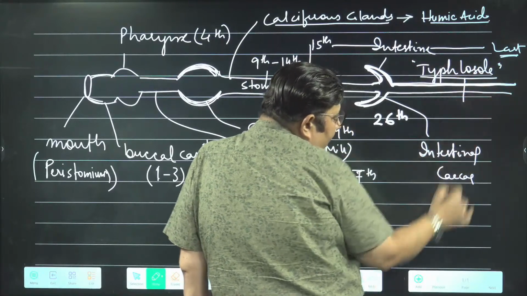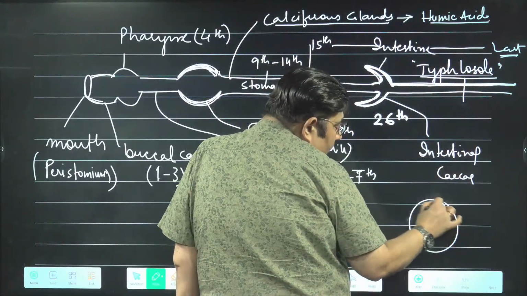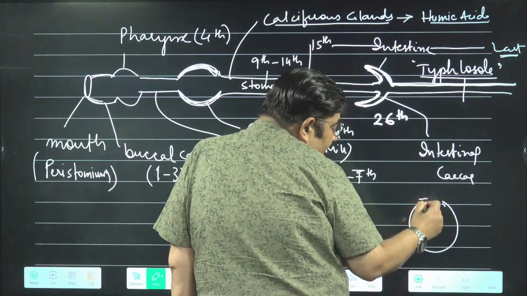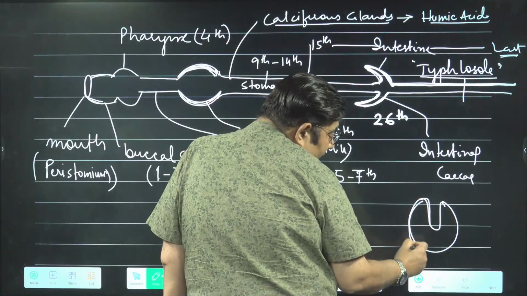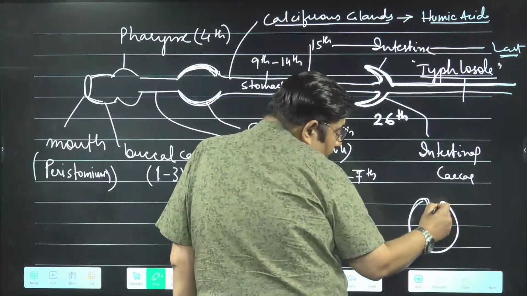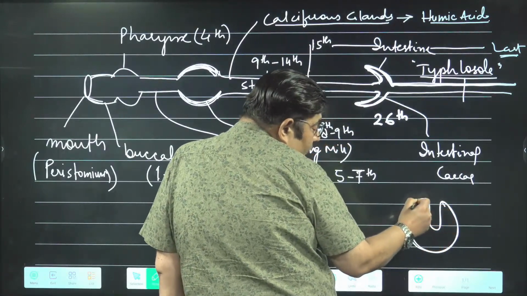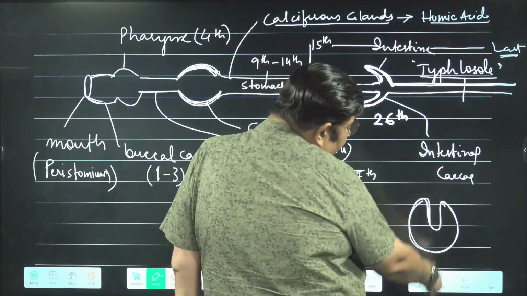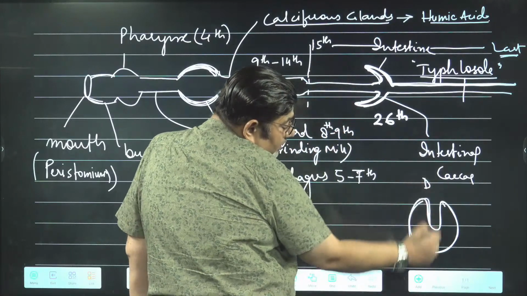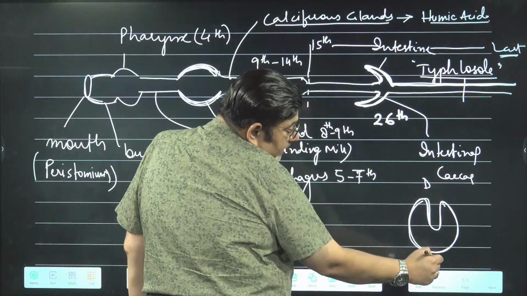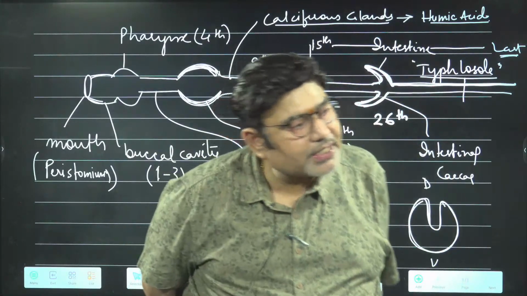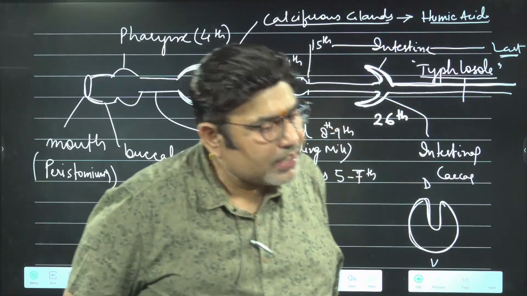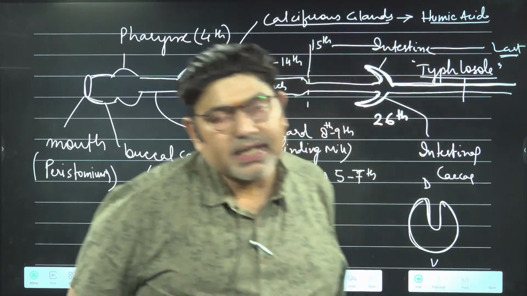If I cut any typhlosolar segment, you will find that there is a dorsal median fold of the intestine. What is the advantage of this groove? A single groove on the median in the dorsal side. Dorsal, this is ventral. What is the advantage of this typhlosole? The advantage is increased surface area.